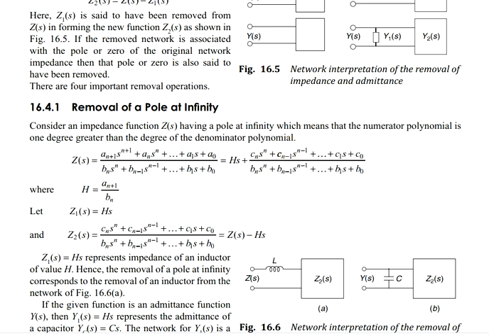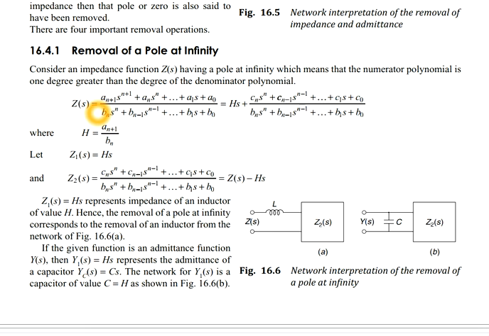So in such a case, we can separate the terms like this: hs plus another numerator and denominator, with the numerator having different coefficients and the denominator having the same coefficients, because we have to compare it with Z of s. Then when you cross multiply this, what do you get? H is a n plus 1 by b n. Now see, the Z of s, the given function, has been separated into two different parts, where hs is one term and another term has two more polynomials as numerator and denominator. So now what is this hs term?